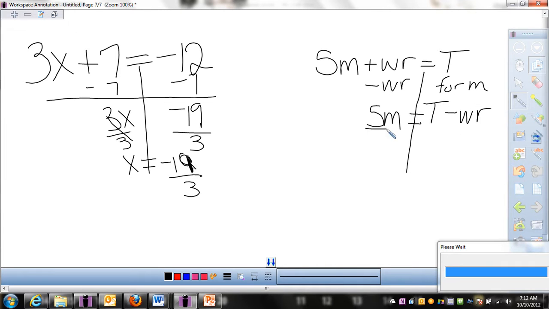So it says 5m equals t minus wr. Then you just divide by the 5. Divide by the 5, and that's it. You can't do anything to that. So m equals t minus wr all over 5.